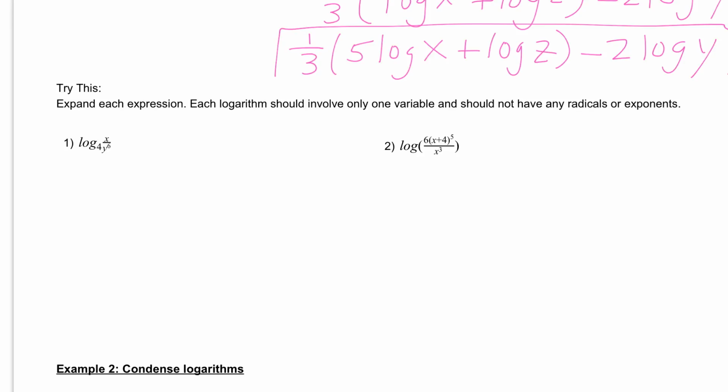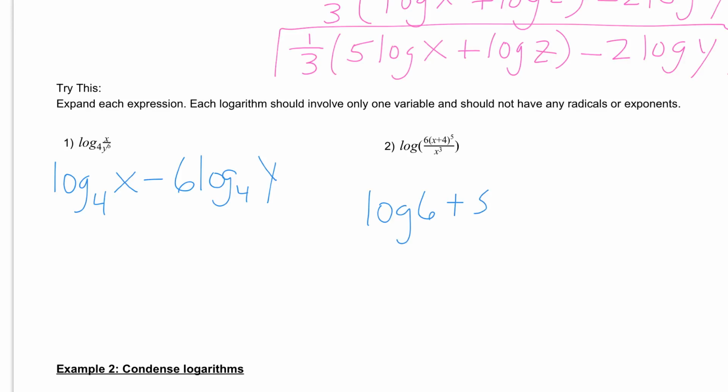If you did number 1 correctly, you should have gotten the log base 4 of x minus 6 log base 4 of y. And if we did number 2 correctly, you should have gotten the log of 6 plus 5 times the log of x plus 4 minus 3 times the log of x. If you have questions, again, please let me know.